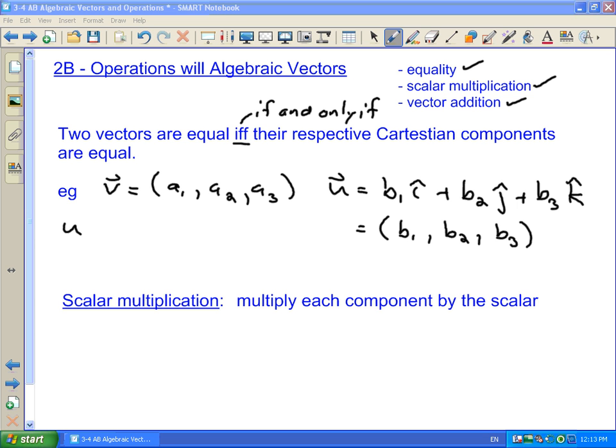Well, u will equal v if and only if our x component from vector v is the same as our x component from vector u. Our y component from vector v is the same as our y component from vector u, and our z component from vector v is the same as our z component from vector u. So if all three of those numbers are the same, we have two vectors that are identical.